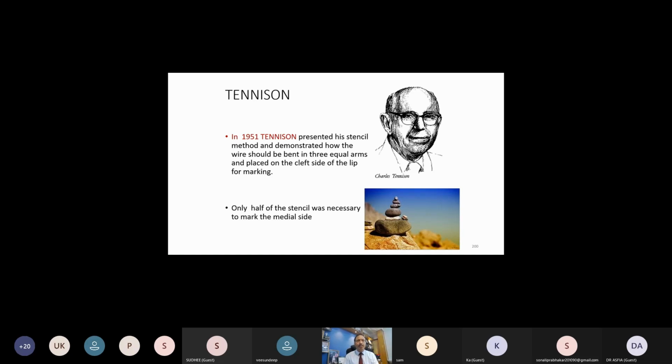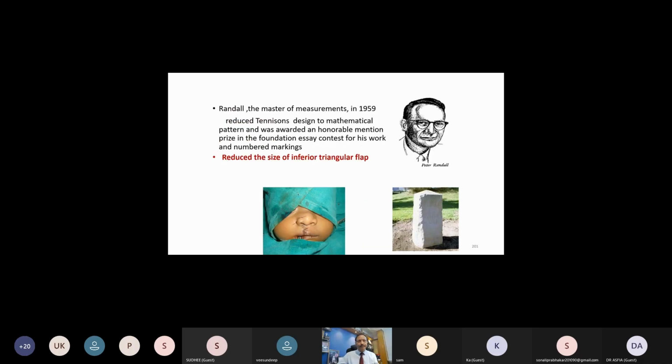So I will concentrate more on these. In 1951, Tennison presented his stencil method and demonstrated how the wire should be bent in 3 equal arms and placed on the cleft side of the lip for marking. And only half of the stencil was necessary to mark the medial side. So Randall was the master of measurements. In 1959, he reduced Tennison's design to a mathematical pattern and was awarded an honorable mention prize in the foundation essay contest for his work on numbered markings. He also reduced the size of the inferior triangular flap.